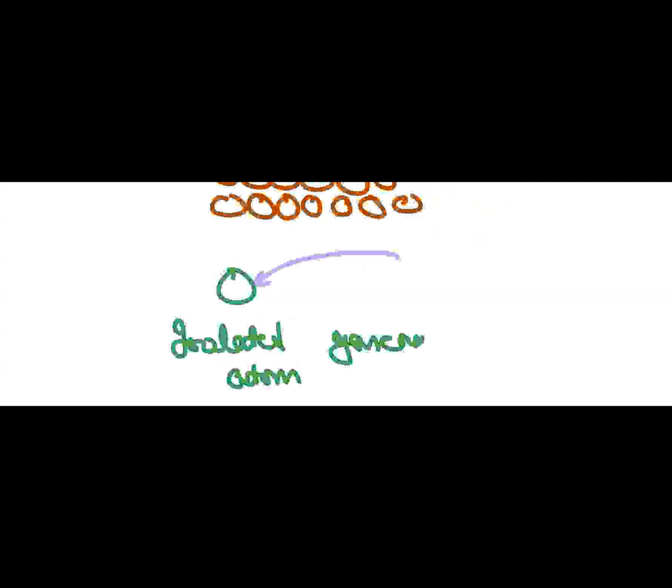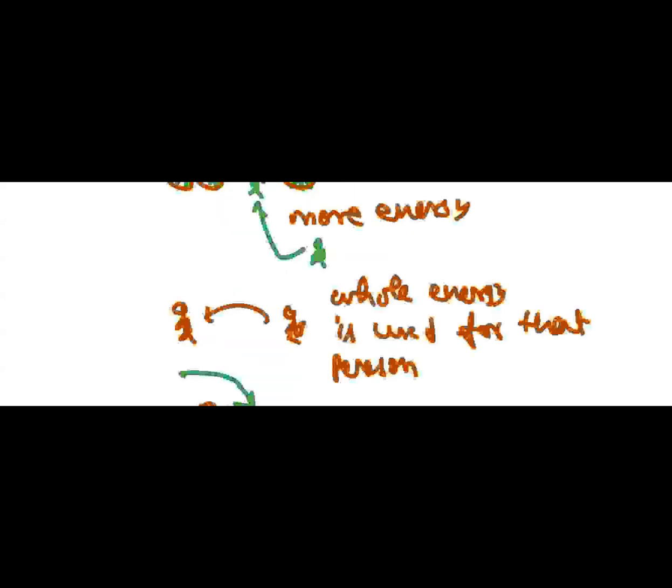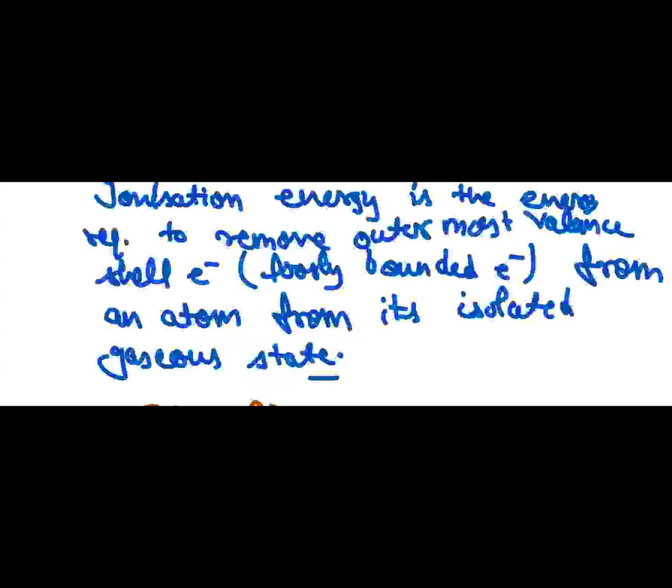So why do we take the atom in isolated gaseous state? Because we want to find only that energy which is required to remove the electron. Write down that definition. Which one? The one in blue. Yeah. Done.